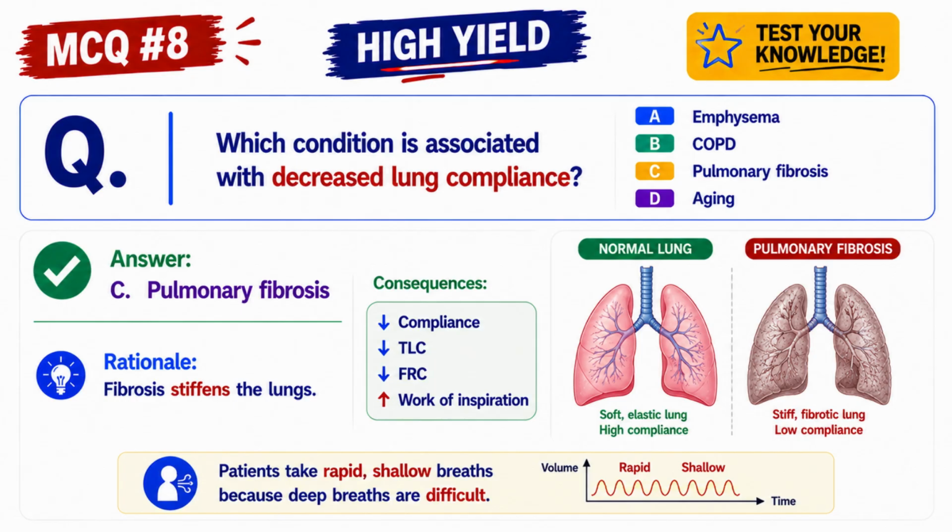Emphysema and COPD: increased compliance, the opposite direction. Pulmonary fibrosis: decreased compliance, stiff lungs, restrictive physiology.